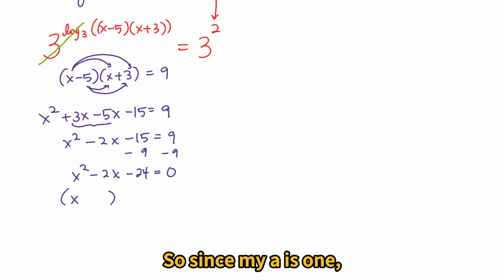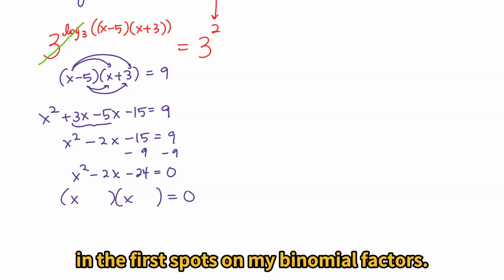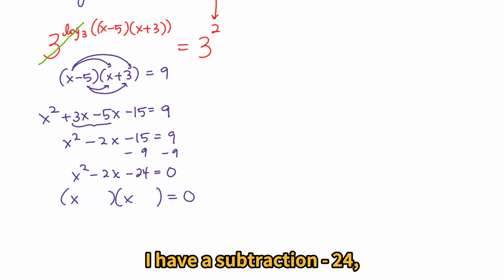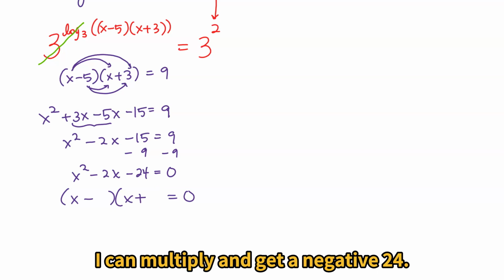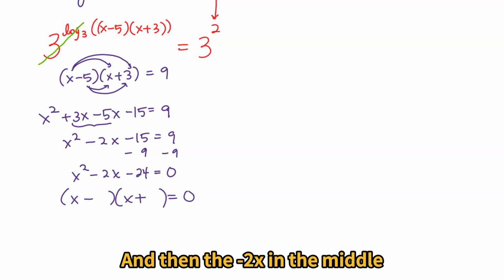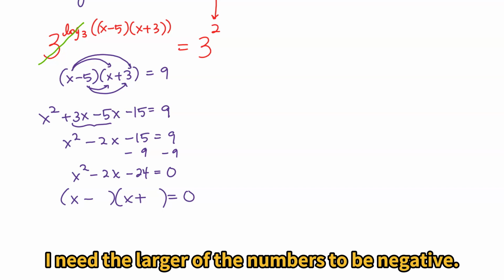So since my a is 1, I know I'm going to have x's in the first spots of my binomial factors. I have a subtraction, minus 24, so I know I'm going to have a minus and a plus, because that's the only way I can multiply and get a negative 24. And then the minus 2x in the middle tells me that of the two numbers that multiply to be 24, I need the larger of the numbers to be negative.